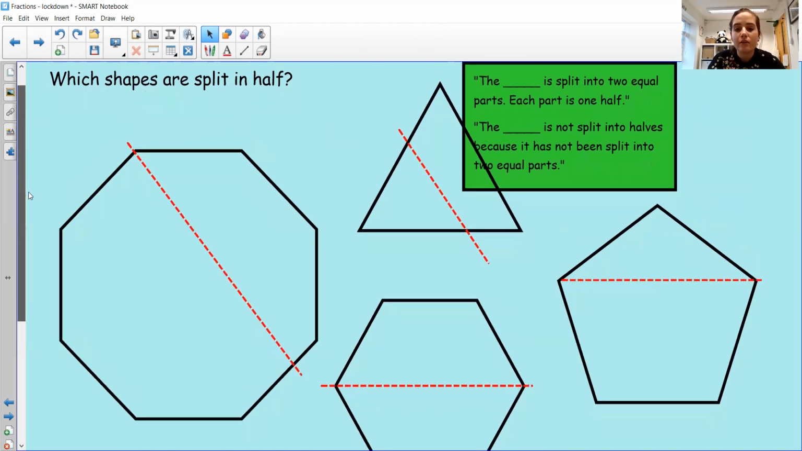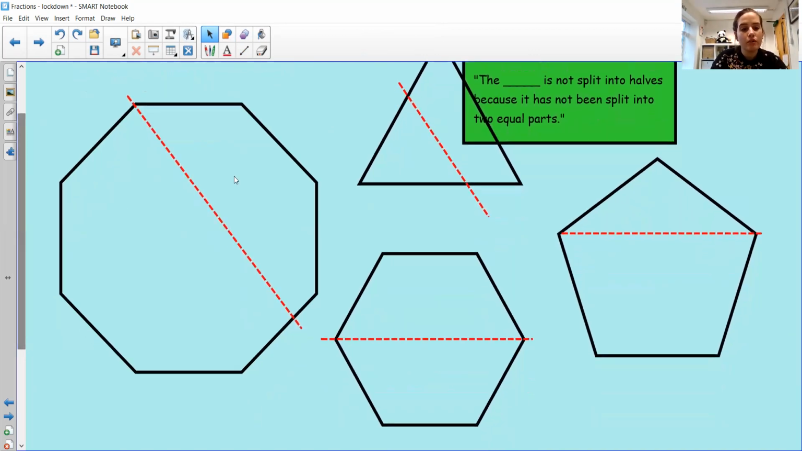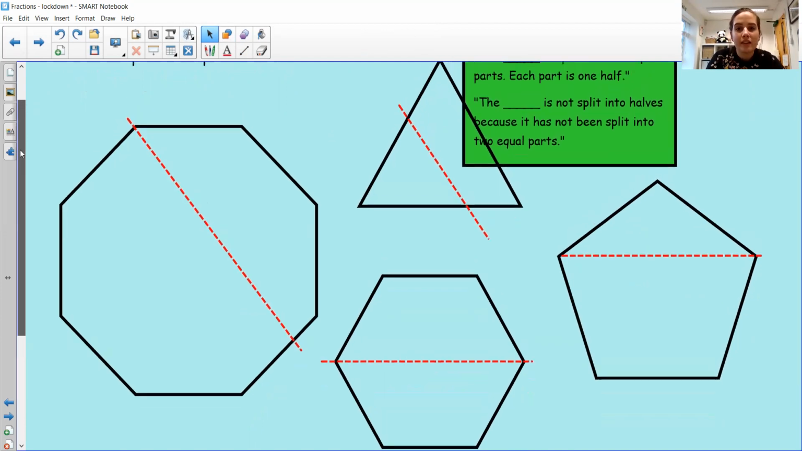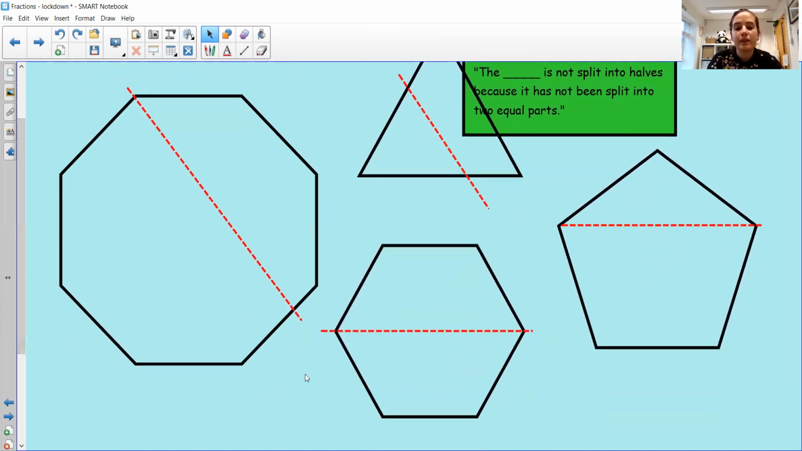So pause the video now, look at these shapes. We've also got an octagon here, and tell me what you think about this. Excellent. I think down here we can look at our hexagon and say that that has been split into half because there are 2 equal parts. We can look at our pentagon and we can say that this has not been split into half because these are unequal parts. This part here, if I shade it, is much smaller than this part here.